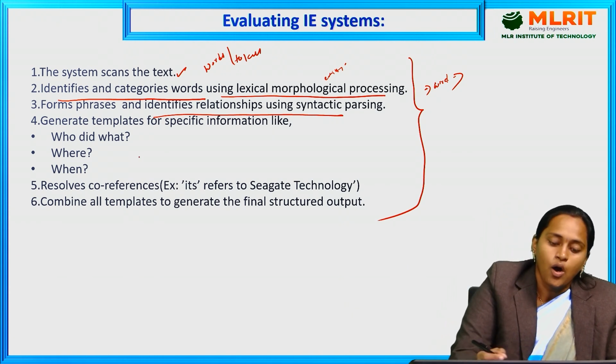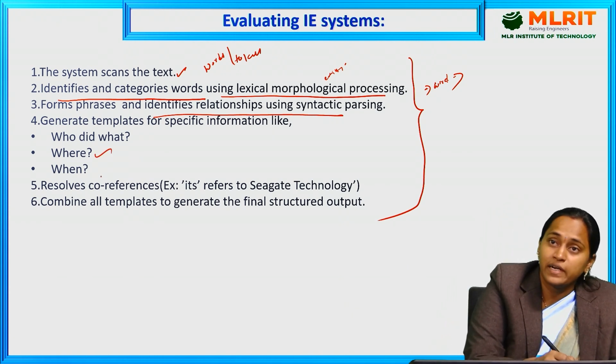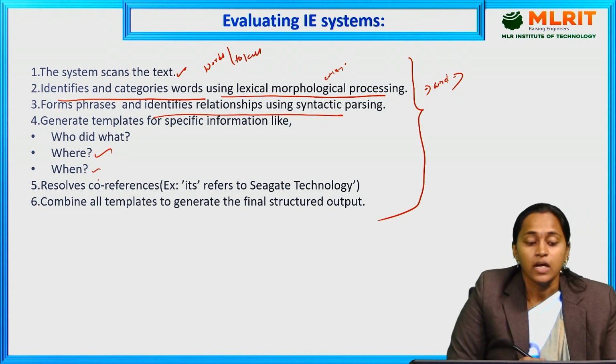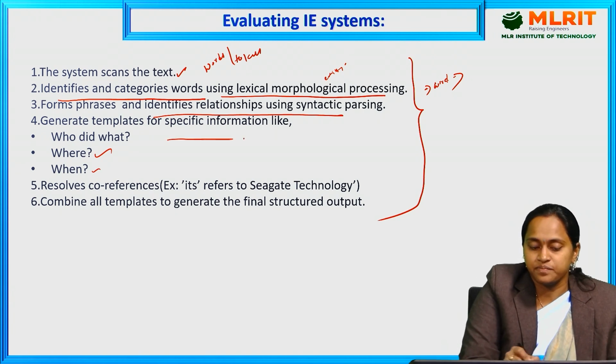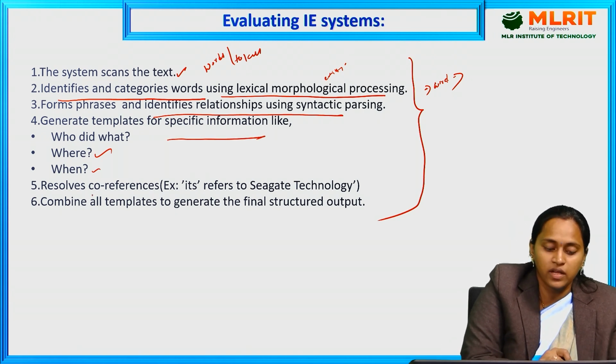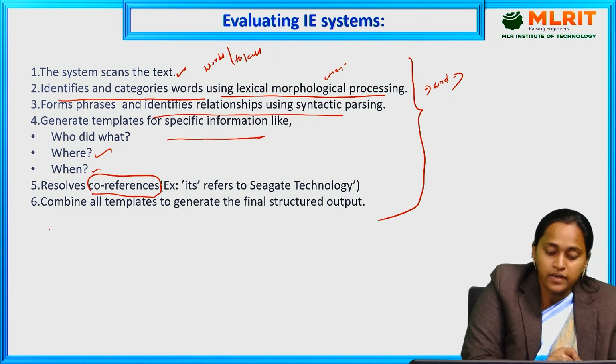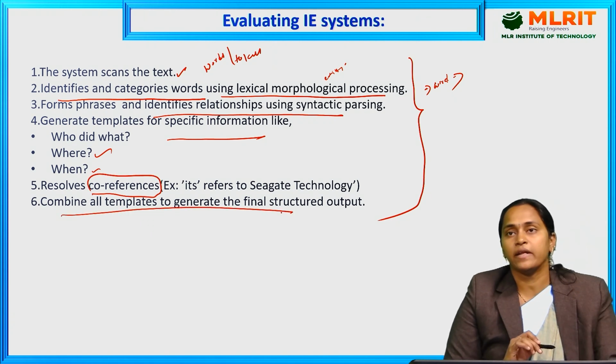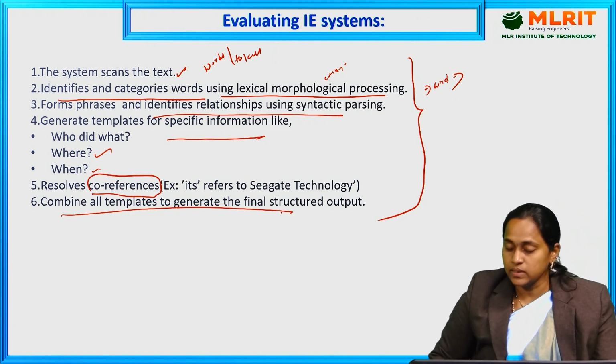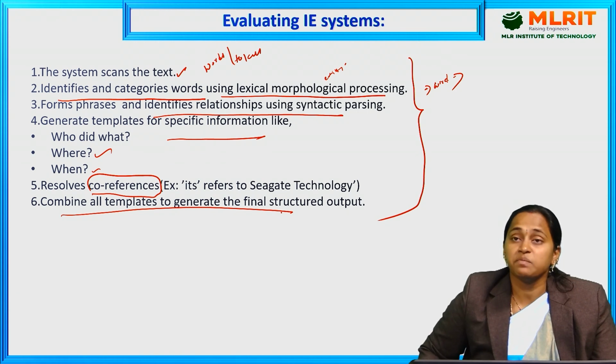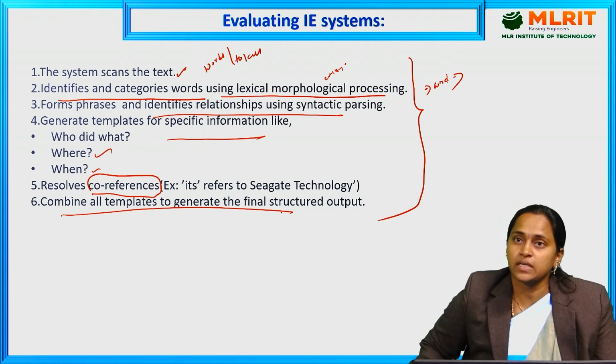Then, who did what, where it was done, when it was done, right? Generate templates like this. After this, we can resolve the co-references. Then combine all the templates to get the final structured output, right? This is how we are evaluating the information extraction systems.